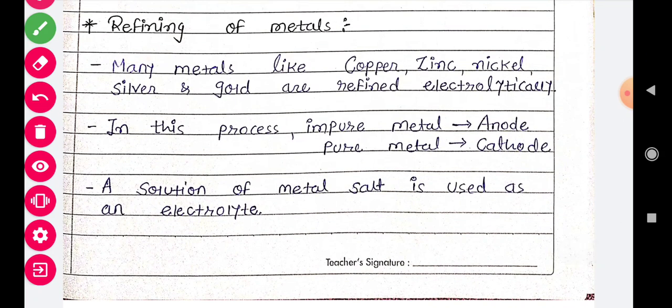As we see, the water coming from the municipal corporation pipelines is not pure, so we need to install a water purifier in our home in order to purify the water. In the same way, the metals coming from the metal ores are not 100% pure. In order to get 100% pure metal, we need to refine it.